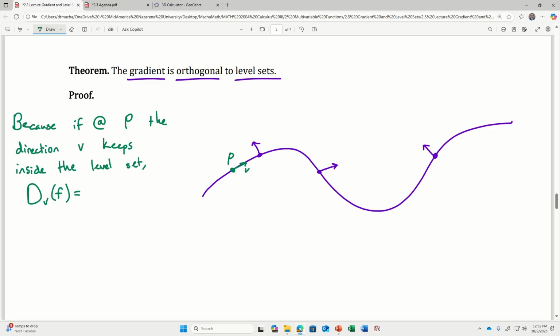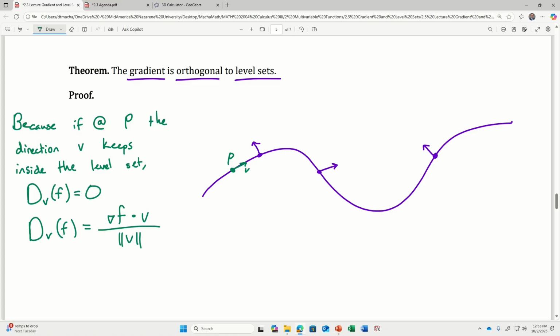Because the output of my function stays constant when I remain inside the level set. So if I'm moving in a direction inside my level set, the function doesn't change. The derivative is 0 because the derivative tells me how quickly is my function changing. So the directional derivative in a direction inside my level set is 0. Also remember that this directional derivative is the dot product between the gradient and the direction.